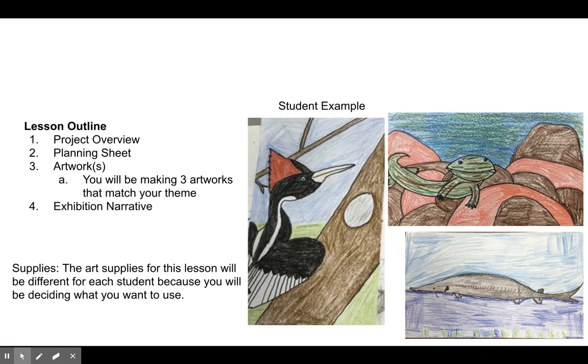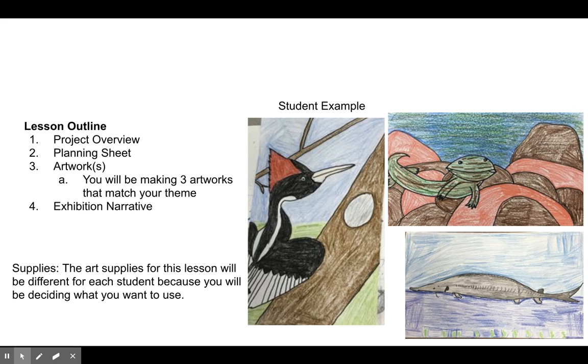You're going to create some artwork for your theme. You will be making at least 3 artworks that match your theme. And then instead of doing an artist statement, we're going to do something called an exhibition narrative, which is like an artist statement. It's pretty much the same thing, except instead of explaining just one piece of art, it explains a group of art, which is what you're going to be doing for this one.